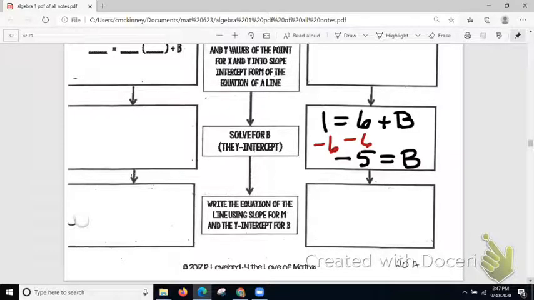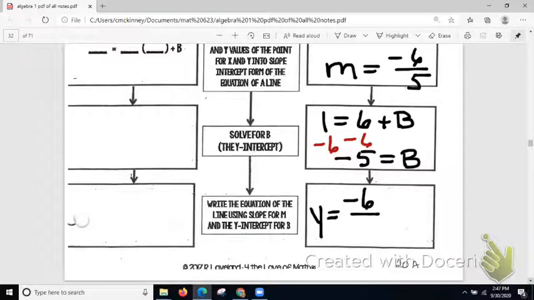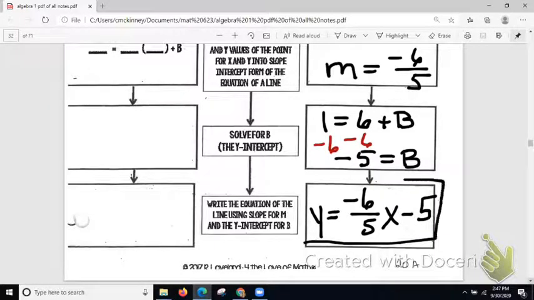So now I'm going to remember what our slope was. Our slope up there was negative 6 over 5. It was messy, but it was negative 6 over 5. Now I'm going to use that m and this b to write an equation. So y is equal to negative 6 over 5, that's my slope, times x, and then my b is negative 5. And that's my final answer.